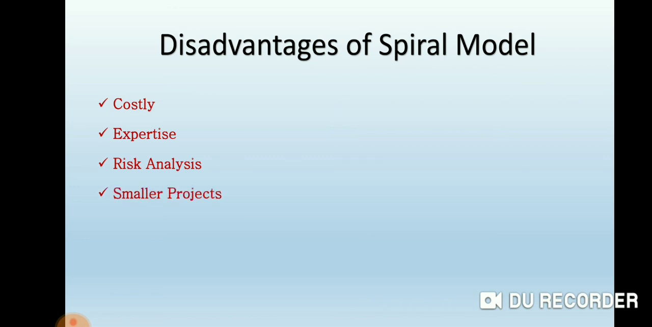Disadvantages of the spiral model. Costly: it can be a costly model to use. Expertise: risk analysis requires highly specific expertise. Risk analysis: project success is highly dependent on the risk analysis phase. Smaller projects: it doesn't work well for smaller projects.